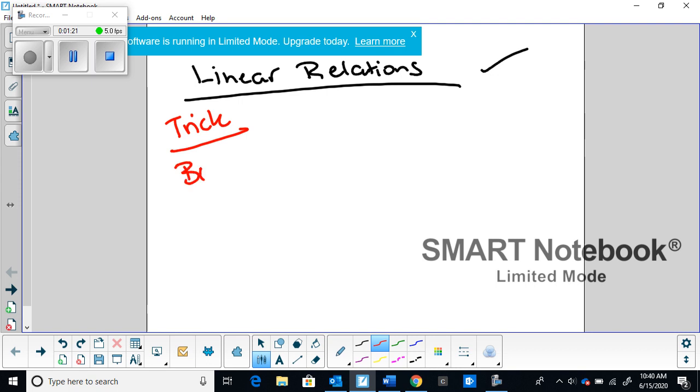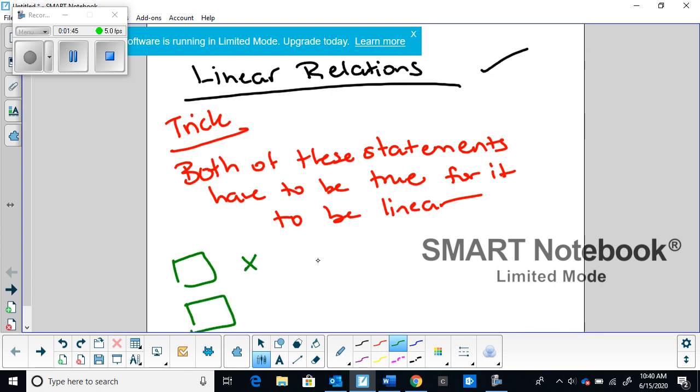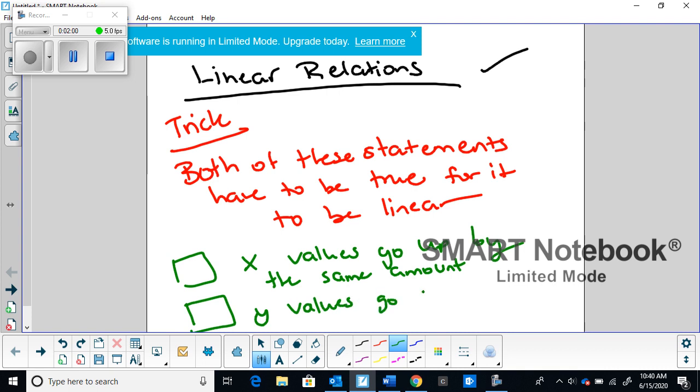Both of these statements have to be true for it to be linear. You need to check off both of these boxes for it to be linear. The x values go up by the same amount each time, and the y values go up by the same amount each time.